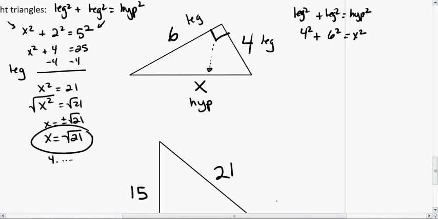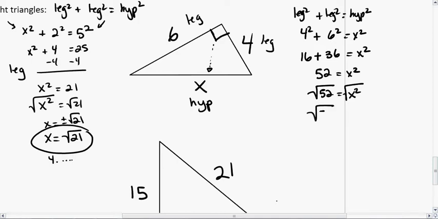All right, 4 squared is 16. 6 squared is 36. And x squared we'll leave as x squared. 16 plus 36 is 52. 52 equals x squared. I'm going to take the square root of both sides. And then once again, I'm not going to worry about the positive and the negative piece. The positive is the only answer I need because I'm talking about triangles here.